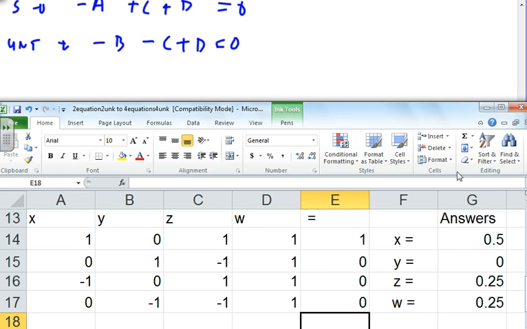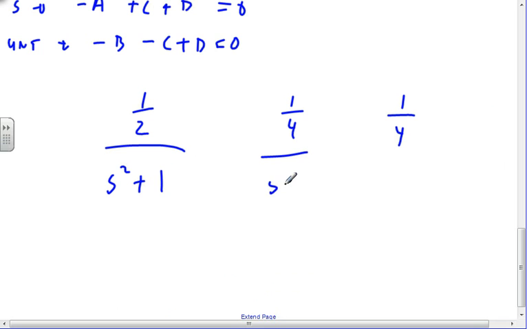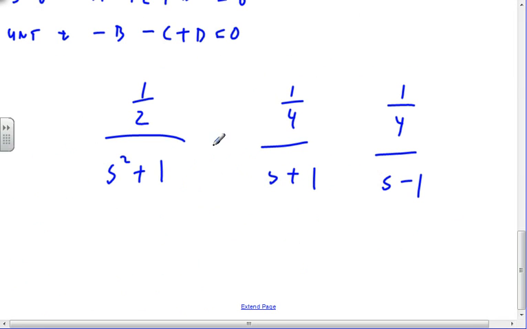Well, I would say I got 1/2, 0, 1/4, 1/4. This is going to be over s squared plus 1 plus what? 1. This is over s plus 1. That's over s minus 1. Oh, lucky guess. F of s.